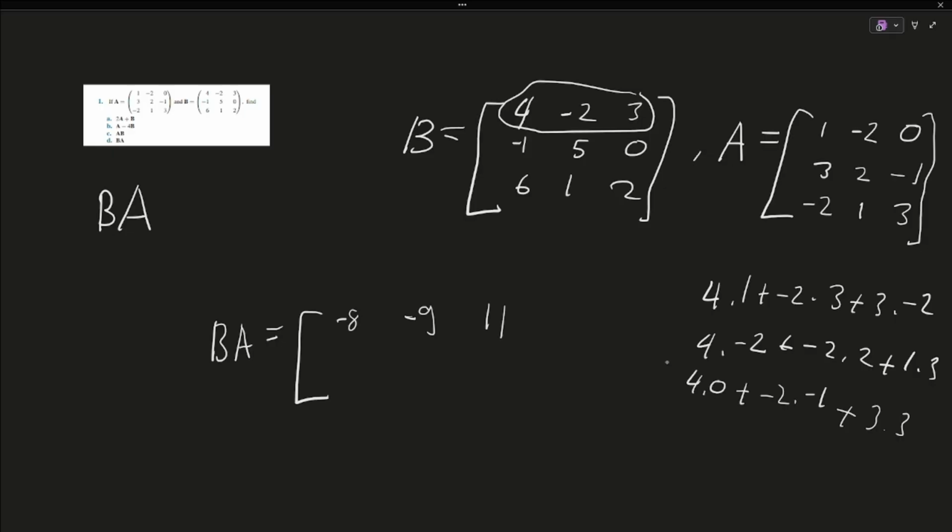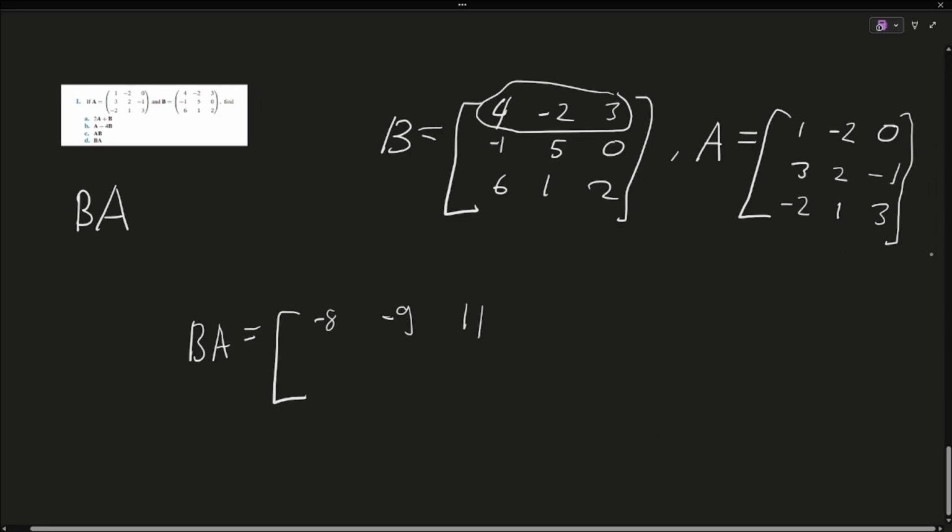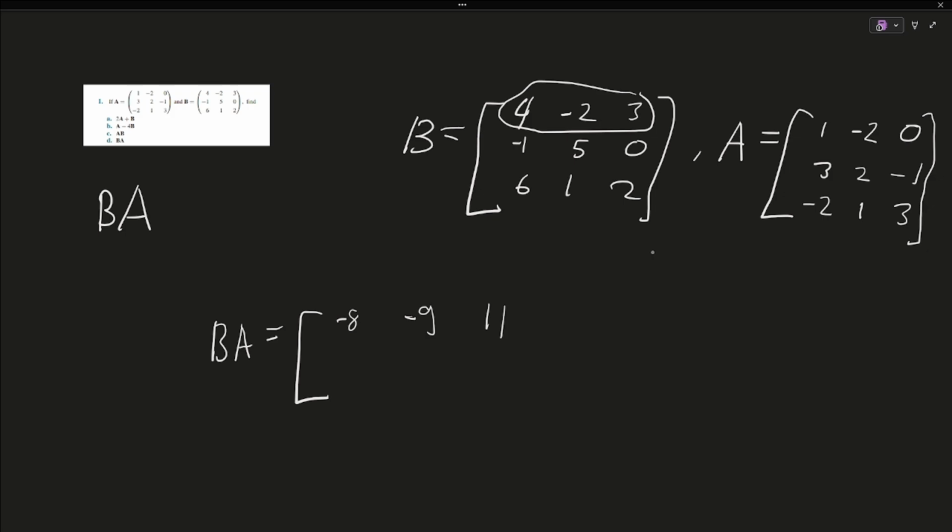And now we're going to go and do the second row. Okay, so we're going to erase this, and we can start with the second row. So now we're going to take the second row of B and multiply with each column. So we're going to have -1 times 1 plus -5 times -2, and 0 times 0 is just going to be 0. So we're going to have -1 and -10, so -11.